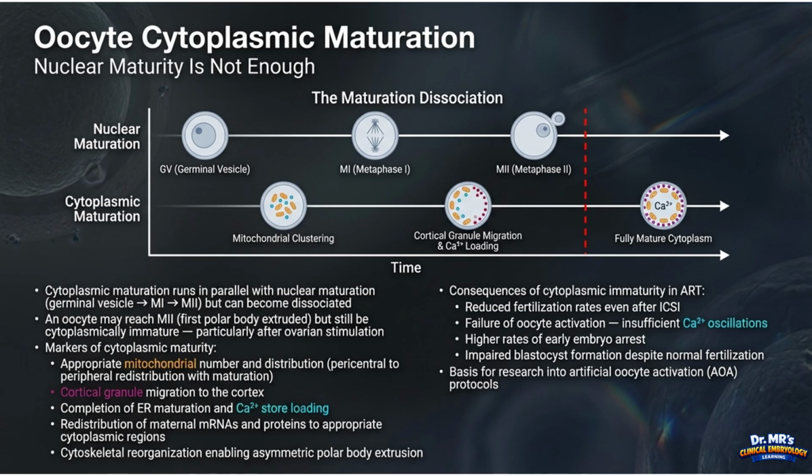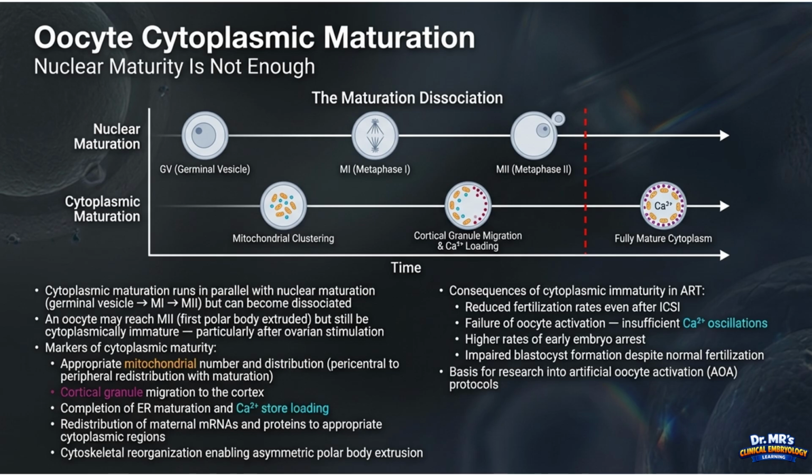Third, completion of endoplasmic reticulum maturation and calcium store loading. The endoplasmic reticulum must not only be structurally mature, but must have accumulated the calcium stores that will be released as oscillations at fertilization. Fourth, redistribution of maternal messenger ribonucleic acids and proteins to their appropriate cytoplasmic regions. Developmental determinants must be positioned where they will be needed at the right developmental stage. Fifth, cytoskeletal reorganization. The actin and microtubule networks must remodel to support the asymmetric positioning of the meiotic spindle and the mechanics of polar body extrusion.